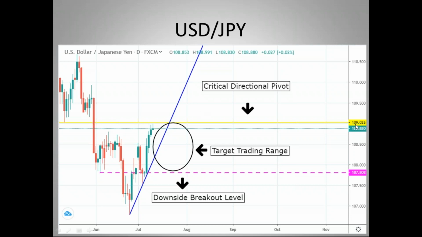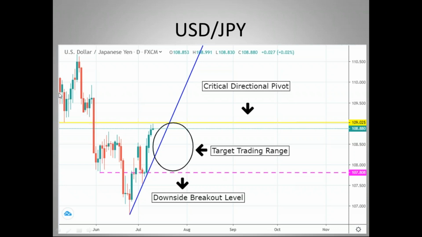This pivot right here at 109.025, I think is your critical directional pivot. A breach of this would mean that this steep sloping bullish rally that we have going on, the momentum is there. And I think you can definitely see it get back up towards this 110 area.